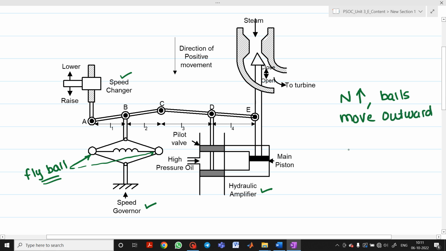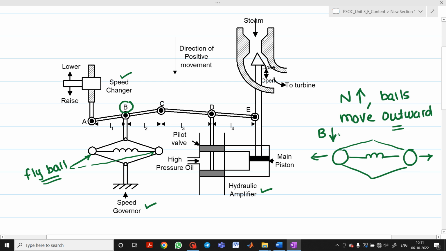So let's say I will draw this diagram. These are the balls which will move in an outward direction. What is the meaning of the fly ball moving in the outward direction? We will understand that the speed is more. Now, as these fly balls are connected and move in the outward direction, what happens to this point B? This point B will move in the downward direction.